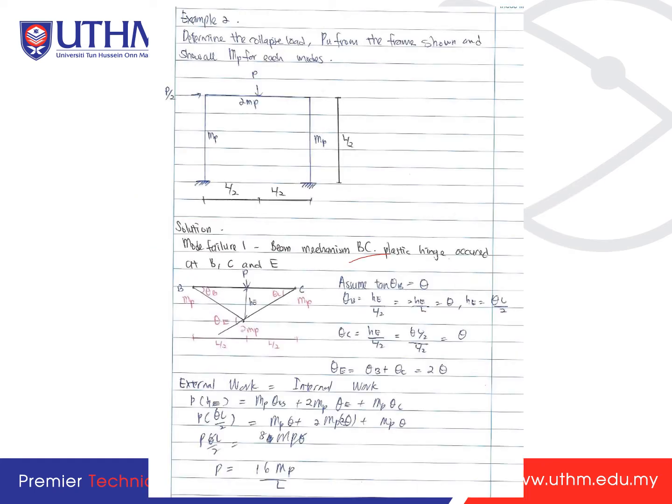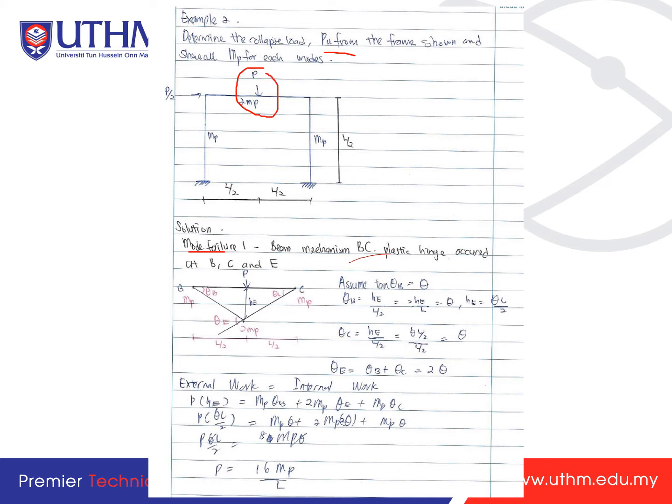Okay, so let's look at the solution. We have three failure modes. Determine the collapse load PU from the mechanisms and all the MPs for each mode. So we have the three modes here. Let's look at the first failure mode, where we look at the P applied here.